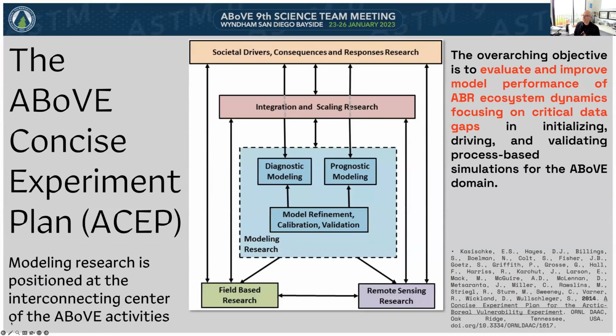The ABoVE Concise Experiment Plan, which defines the ABoVE plan, is far from concise. I think it is very lengthy, but for whatever reason, we called it the CEP and never changed that. The modeling is the interconnecting center of all the activities that have been going on: the remote sensing, because it's NASA, as well as the field-based research for things that can't be done from airborne or satellites, such as soil carbon. And then how do we scale this up? And then there's a linkage to societal drivers as well.